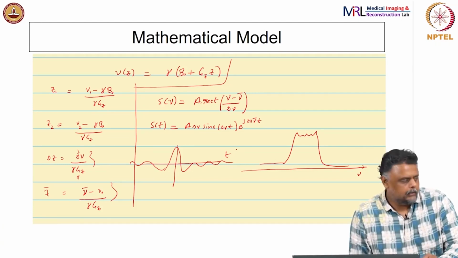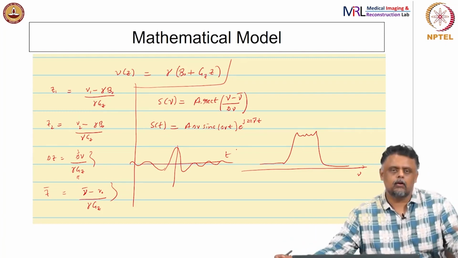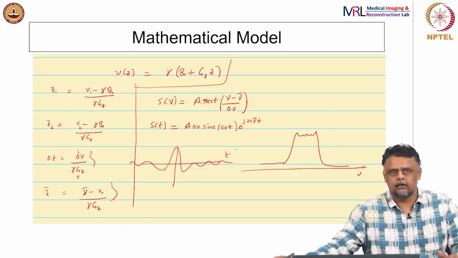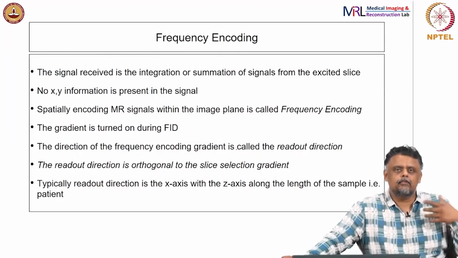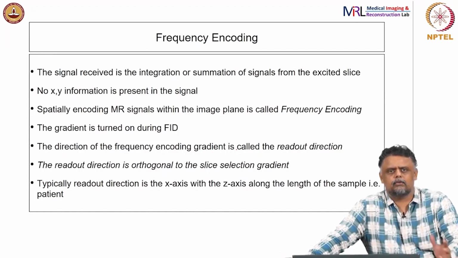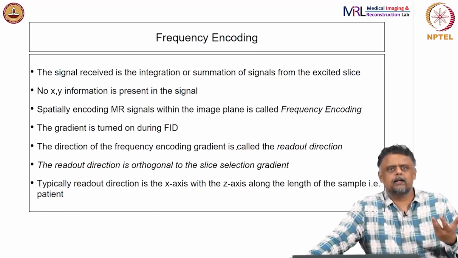Now we can move on, and talk about how we localize along the x and y direction, or how you do in-plane localization. This is called frequency encoding, and sometimes the frequency encoding direction is also known as the readout direction.